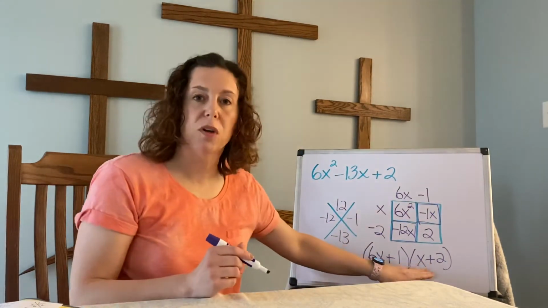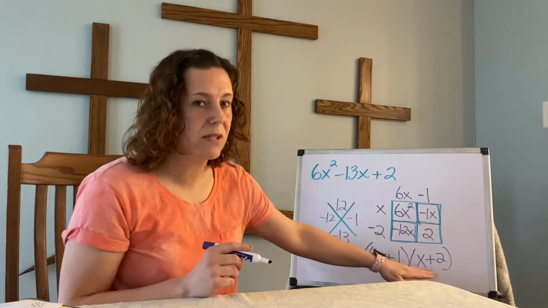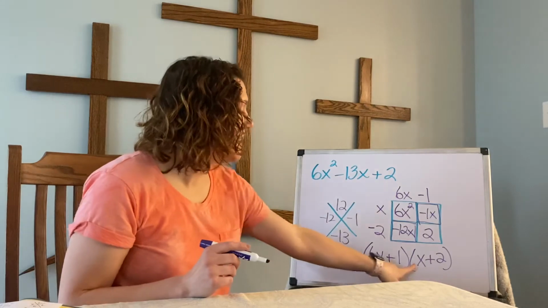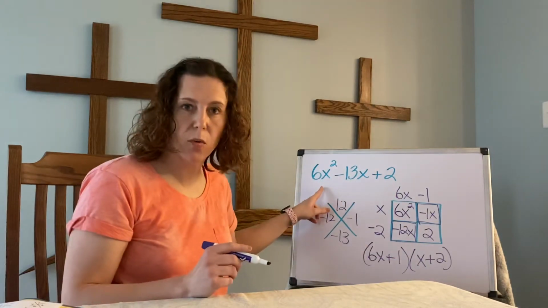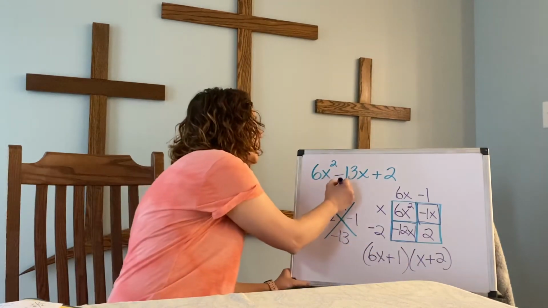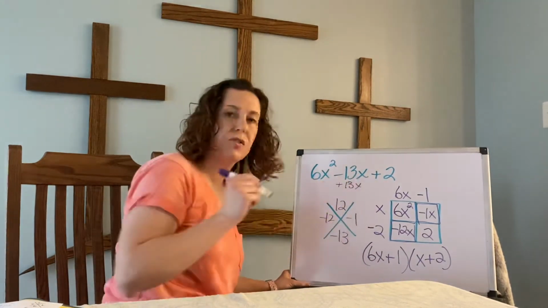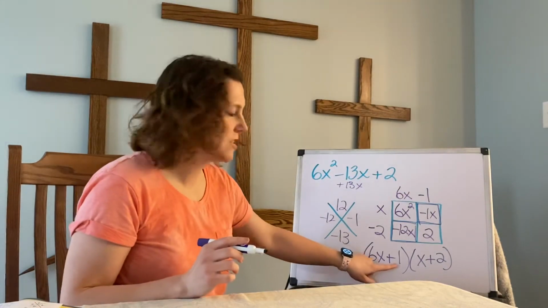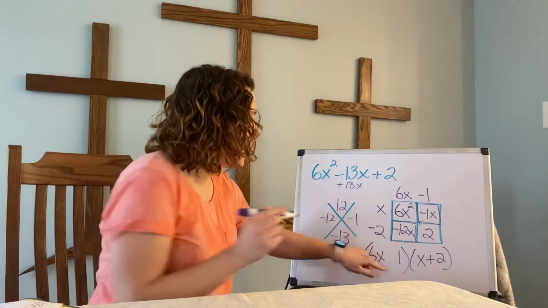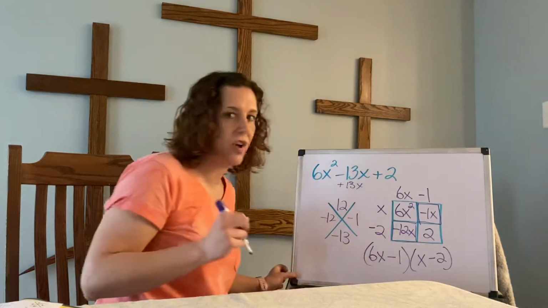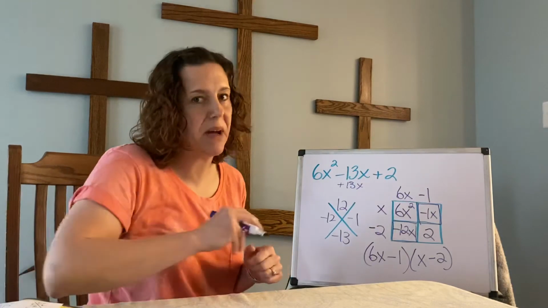If I would have FOILed my two binomials here, I would not have ended up here. In fact, you can see 6x squared, that works, it was unaffected. But 12x plus 1x, I would have had plus 13x. So you see that my signs do matter. However, I should have these as subtraction. So when I pull out that first sign determining my greatest common factor, I would get subtraction in my binomials.